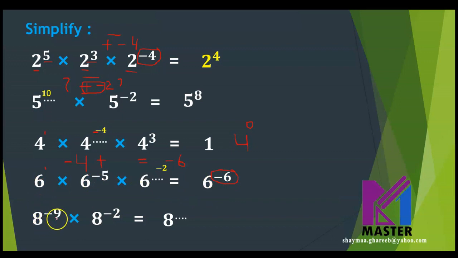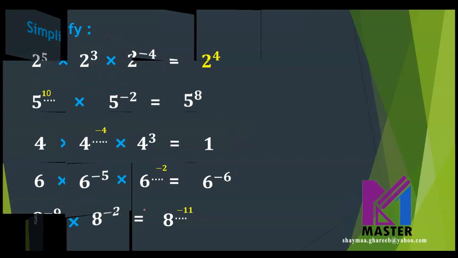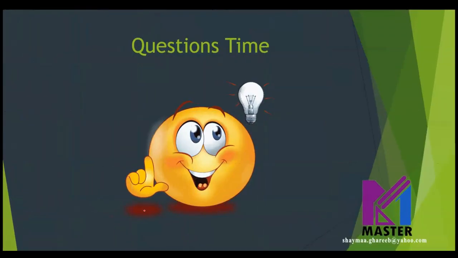So when you add all the powers now, you will get negative 6. 8 to the power of negative 9 times 8 to the power of negative 2 equals 8 to the power of, let's check together, negative 9 plus negative 2, which means negative 9 minus 2. So the answer will be negative 11. Is this clear? Let's go to more practice.